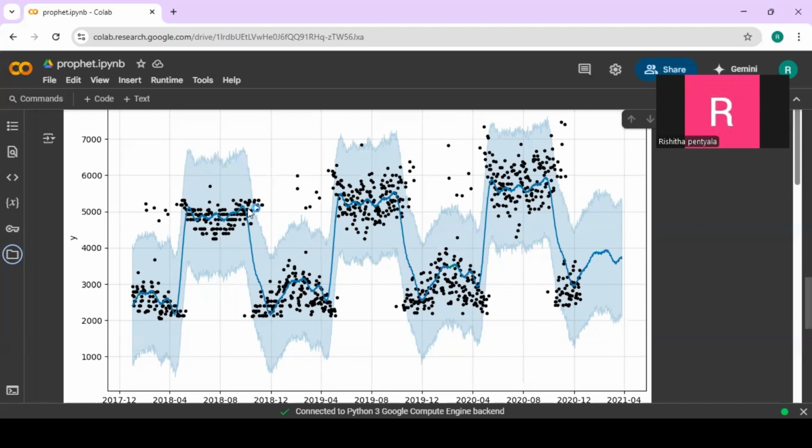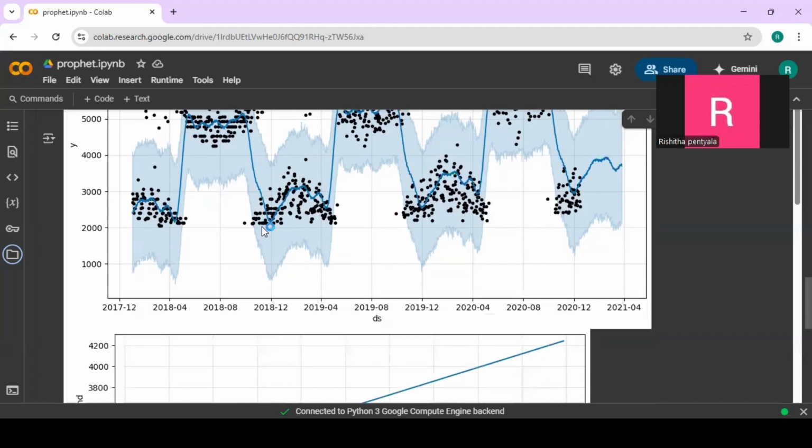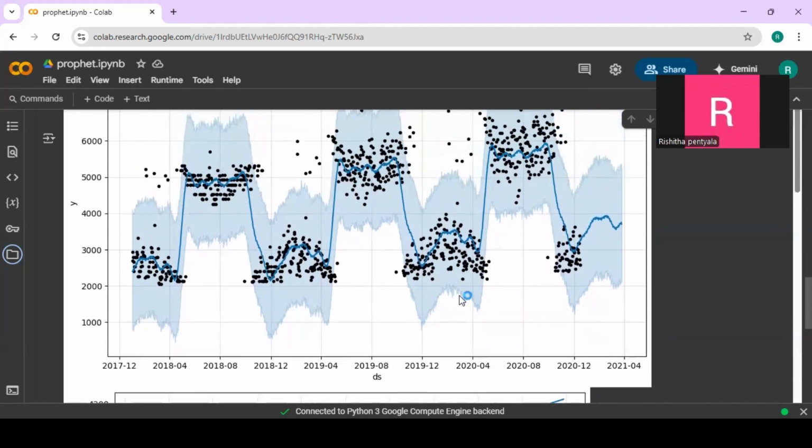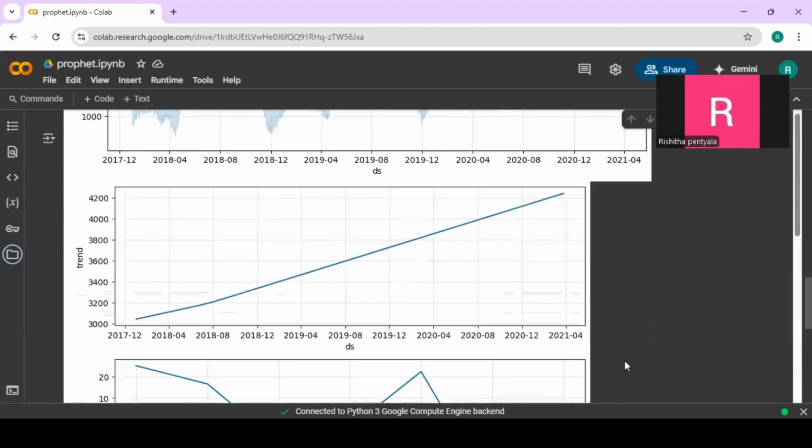Here we have taken a confidence level of 95%, which indicates that 95% of the data points will lie inside the confidence bound, and we are predicting for the next 3 months. We have data till December 2020, and we are predicting the future values for the next 3 months.